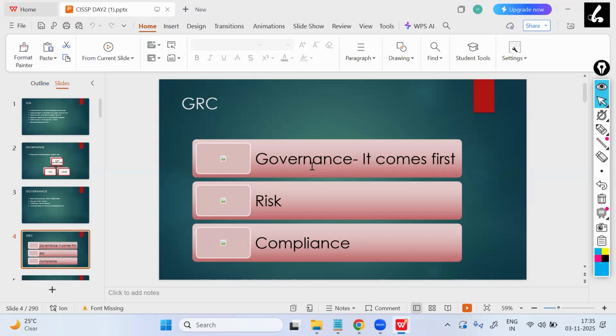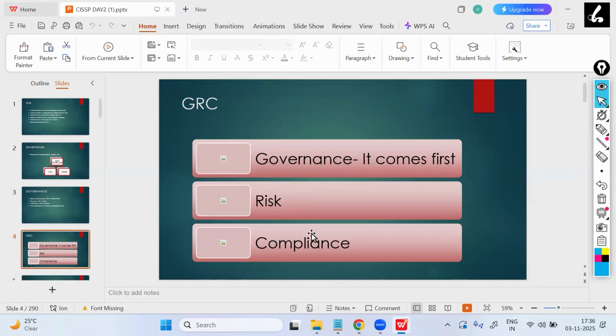The governance we have just discussed. When we talk about GRC, first always is the governance, because my top level management will tell me what my vision is, what my ethics are, how I am going to run this organization. So that comes first. Based on that, I will start making my risk management policies, risk approaches, disaster recovery, business continuity plan. That will come later. But first, governance will be there. Then we will have risk management, and then we will have compliance.